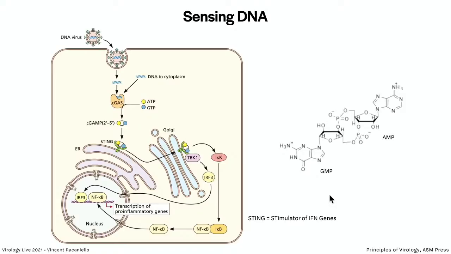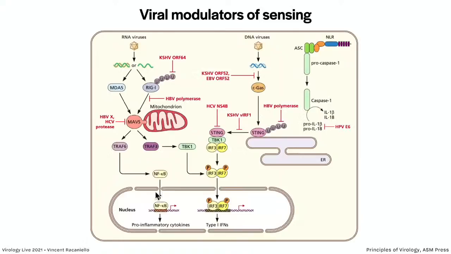farming thing. So the result of sensing DNA in the cytoplasm is the production of cytokines, just like sensing RNA or protein. There are also DNA sensors in the nucleus, as you might imagine, because that's where a lot of viral DNAs actually end up. There are plenty of viral modulators of sensing.